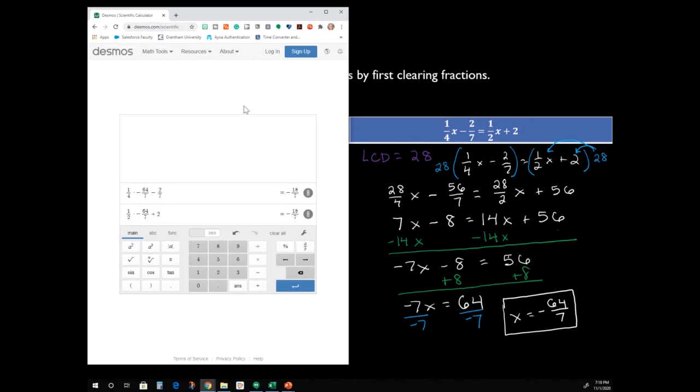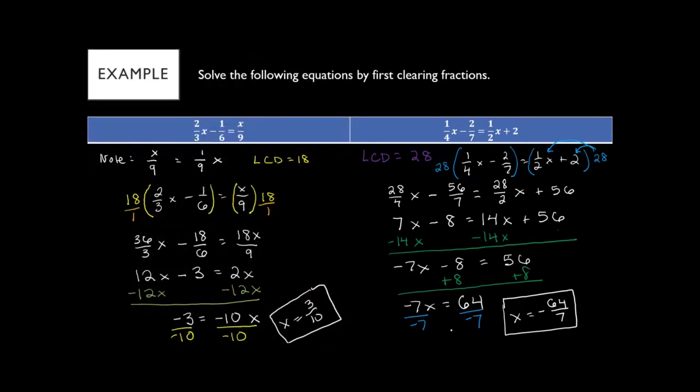So this is desmos.com/scientific. I know I've shared this calculator in the list of recommended calculators as an option because it's really great with fractions. So we've checked our work, which is great. So we know that these answers are correct. Are there any questions so far?